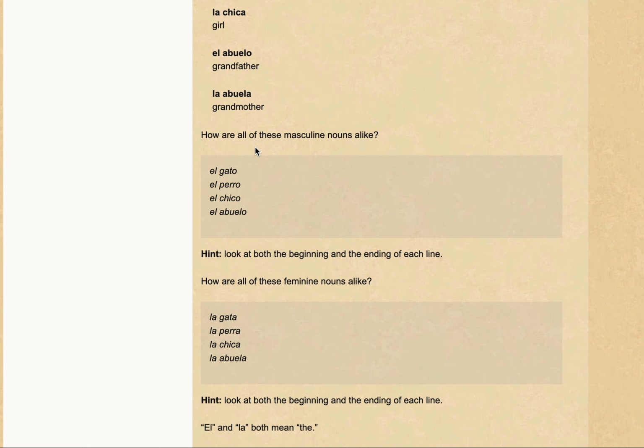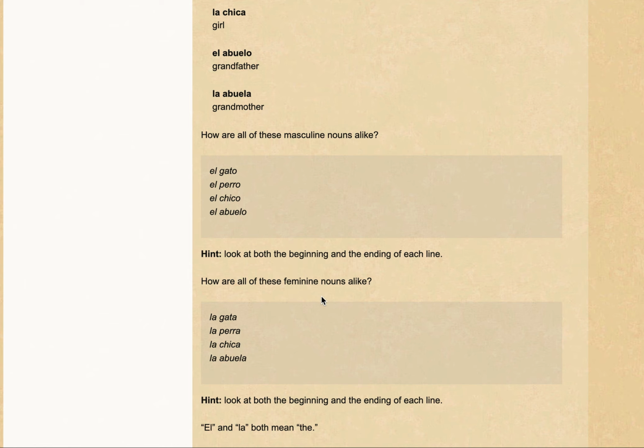So how are all of these masculine nouns alike? Right? So el gato, el perro, el chico, el abuelo. So you might see that it ends with an O, right? And look at the beginning and end of each line, obviously. So it starts with an L, ends with an O.